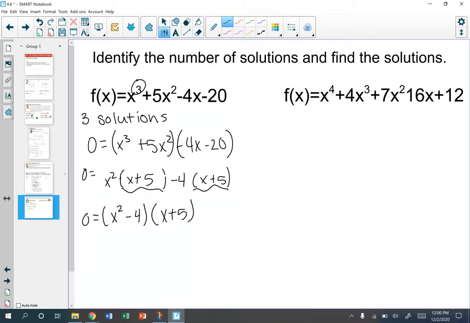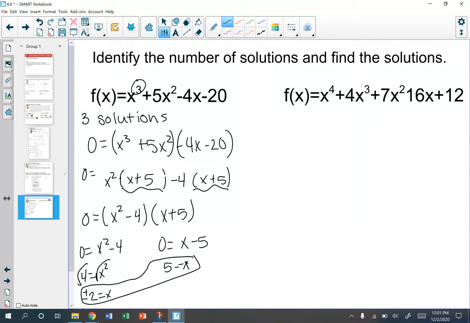And that's set equal to 0, so I can set each term equal to 0. We should be getting pretty good at factoring by now. We have 4 equals x squared. Take that square root. We get plus or minus 2 equals x. Here we get x equals 5. All right, so we have x equals positive 2, x equals negative 2, and x equals 5 gives us 3 answers for a third degree polynomial. Perfect.